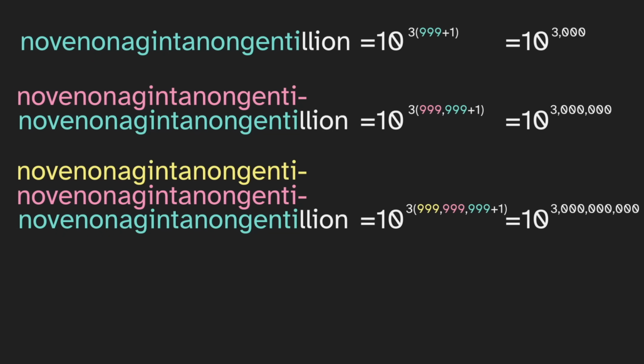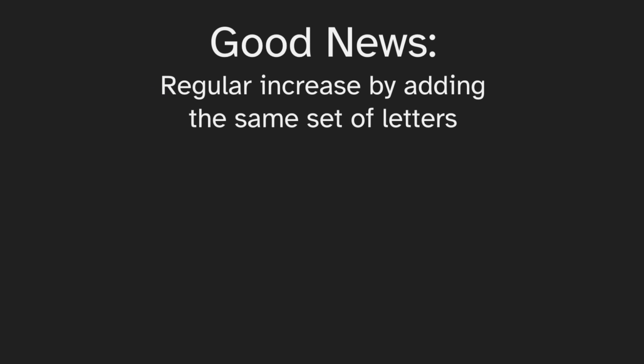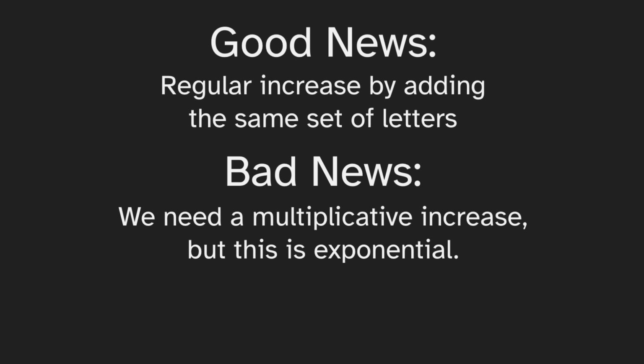And if we add another set, we get 10 to the 3 billion. And if we add another set, we get 10 to the 3 trillion. So we see every time we add this set of letters, the exponent goes up by 1,000. And so this is good news for our system because we get a regular increase by adding the same set of letters. But it's bad news because we need a multiplicative increase, but this is exponential.